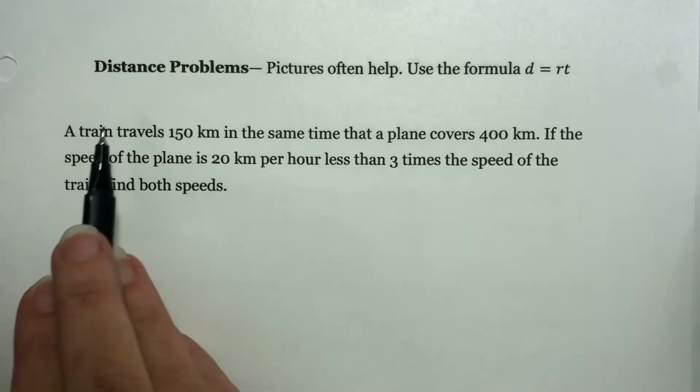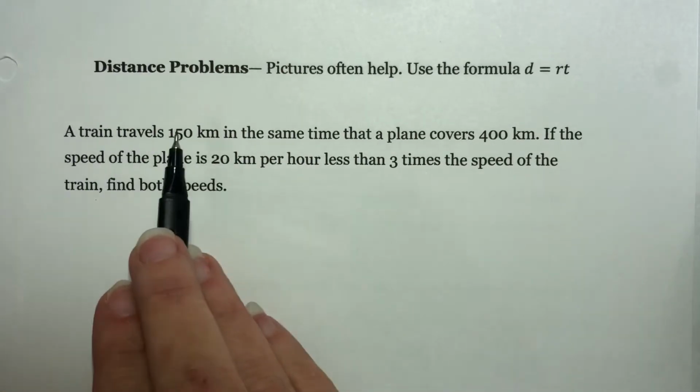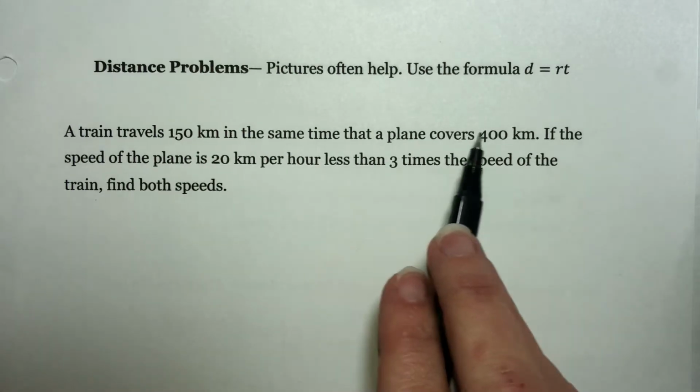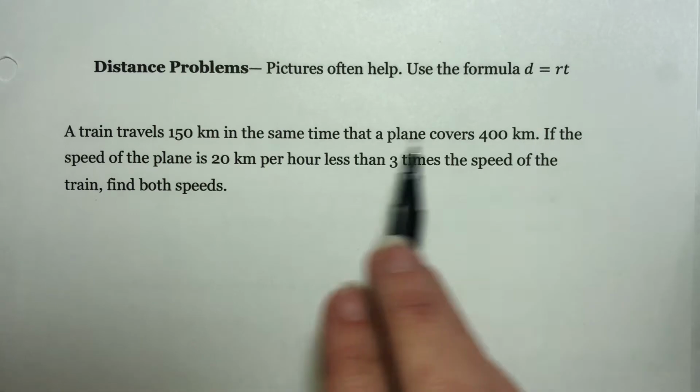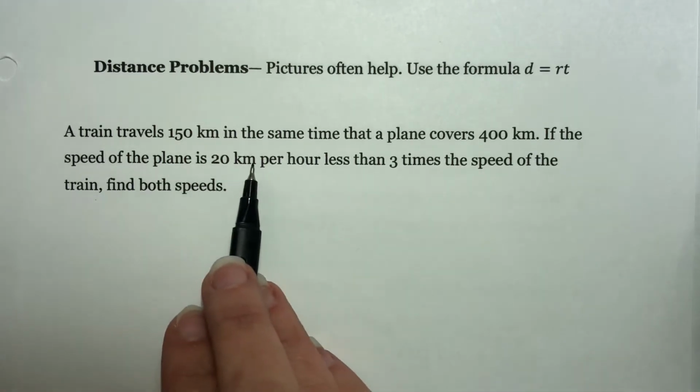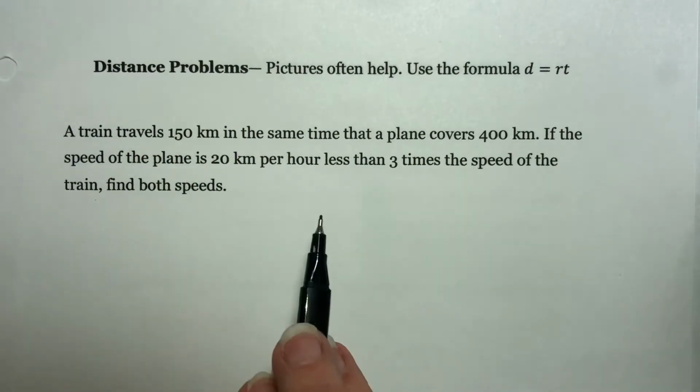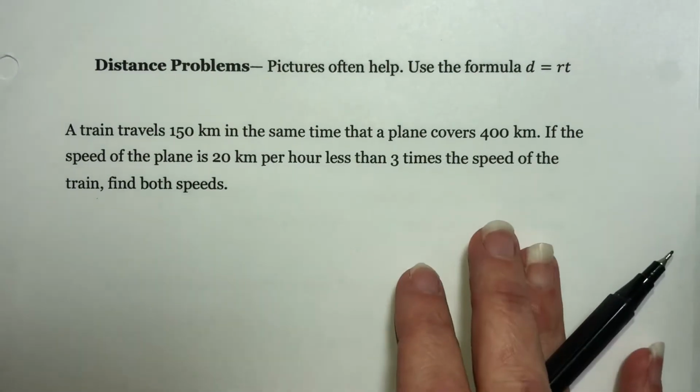Okay. A train travels 150 kilometers in the same time that a plane covers 400 kilometers. If the speed of the plane is 20 kilometers per hour less than 3 times the speed of the train, find both speeds. There's a lot going on in here.